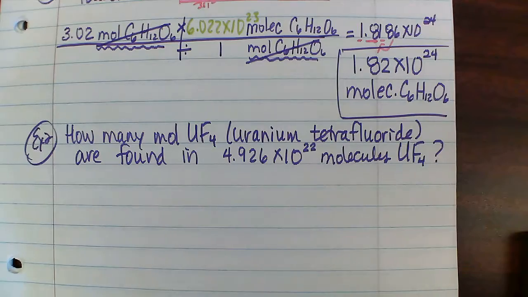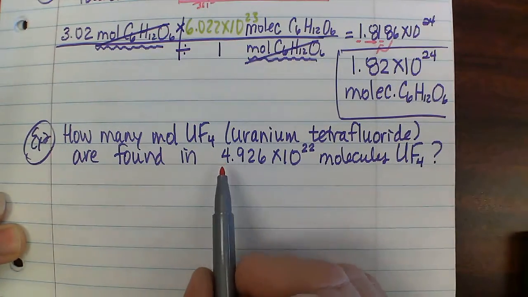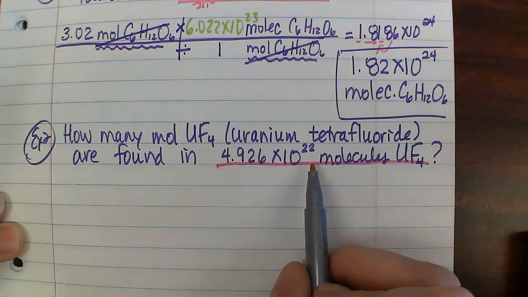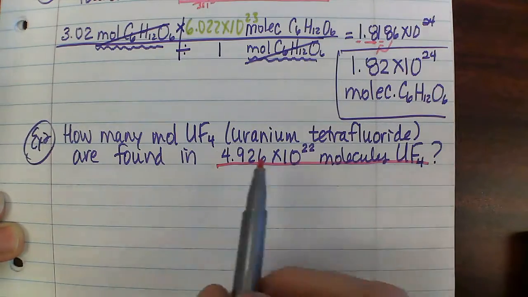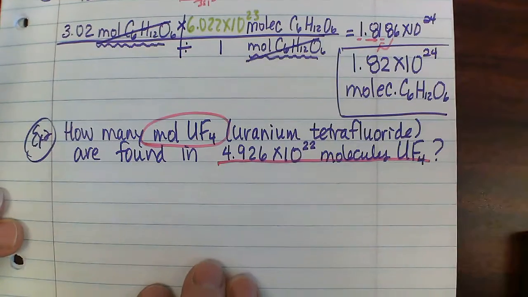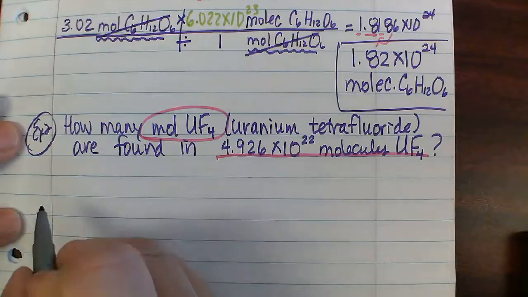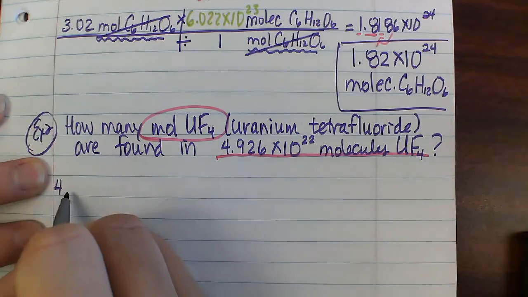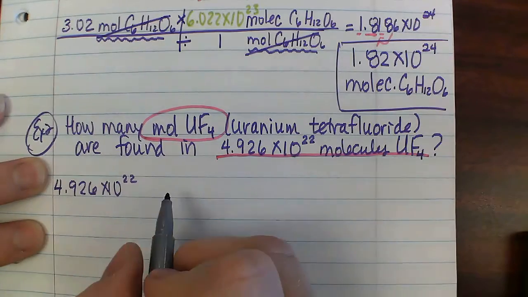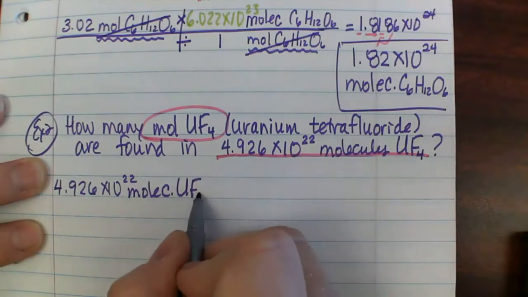So here's where we are. Let's analyze. I'm given some number with a label. This time, it's 4.926 times 10 to the 22nd molecules UF4. I want to know how many moles of UF4. So again, starting with what I'm given in the problem, 4.926 times 10 to the 22nd molecules UF4.